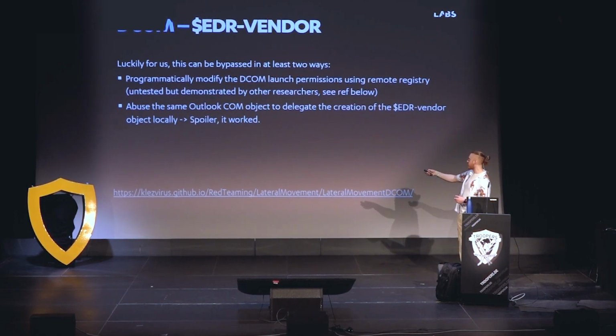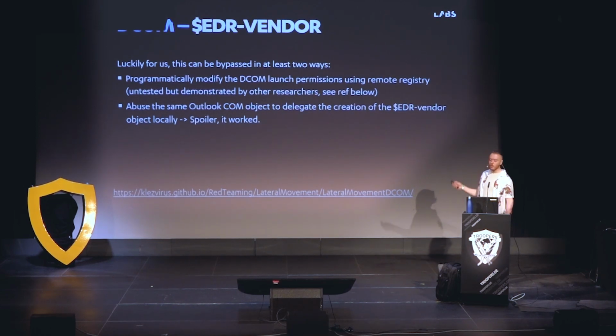The second method is the one that we spoke about, so we can use something like Outlook. Again, I'm using Outlook in this case because it does expose that nice CreateObject method. Doesn't necessarily mean it's the only one. Probably amongst all the COM objects, there are others that do something similar. Or we can programmatically modify the DCOM launch permission.